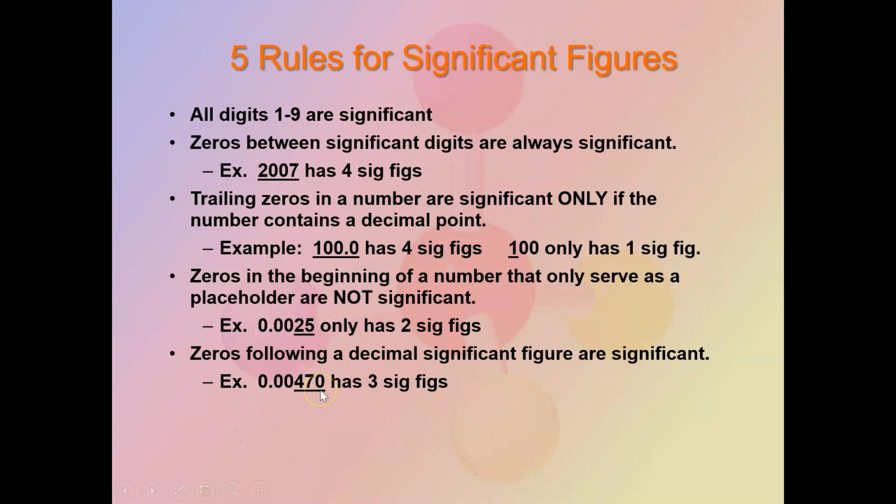Zeros following a decimal significant figure are also always significant. So once again, this 0 at the end is significant because that decimal is there. The decimal doesn't have to be at the end.